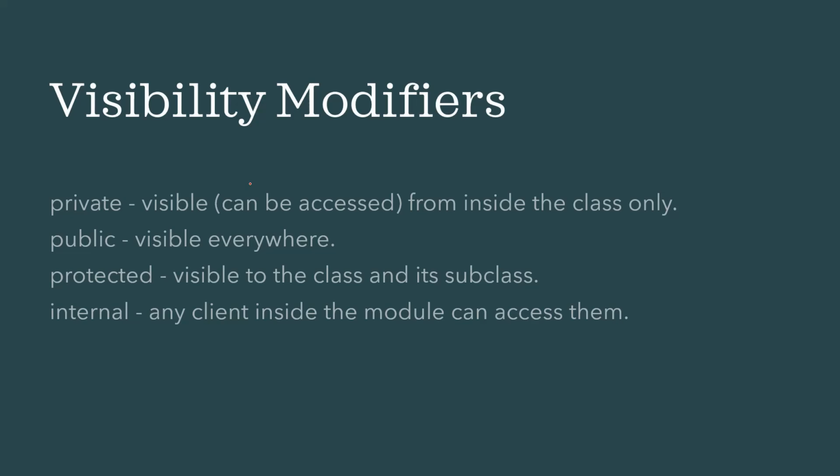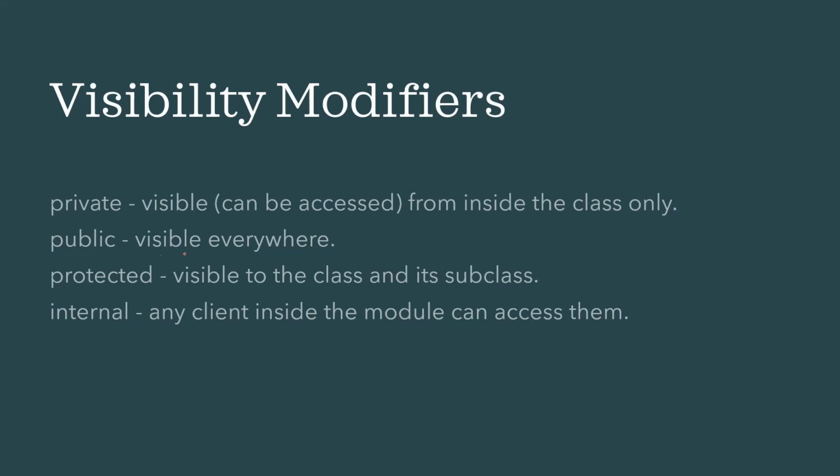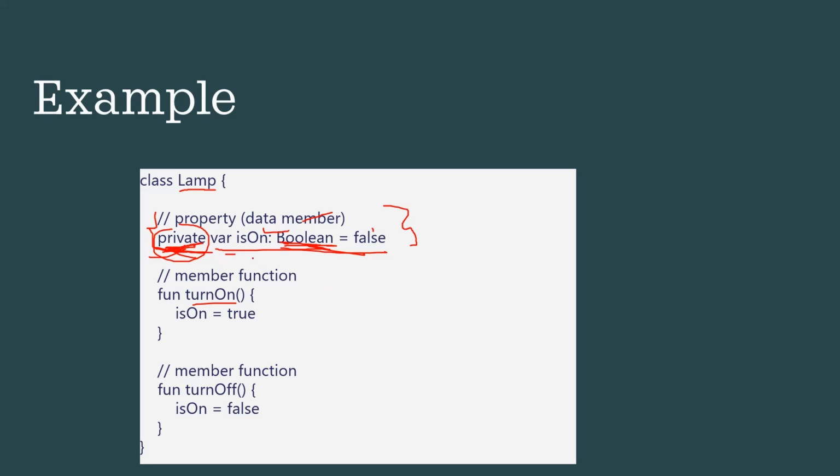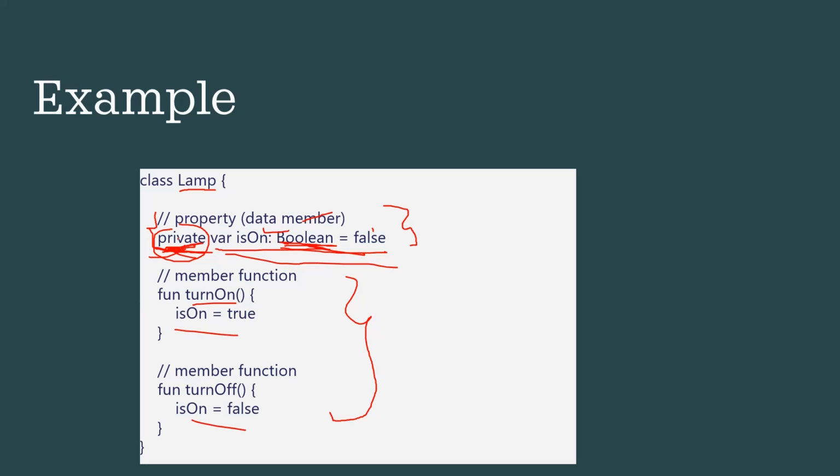Yeah, this is visibility modifiers, pardon me. Previous slide I told you about this visibility modifier. Let's see, private: visible or can be accessed from inside the class only. So this variable can only be accessed by these two member functions, and it cannot be accessed outside this class, like by any other class or any other main function or anything. So this can only be accessed by these two functions. So this is private. Public means it's visible everywhere, which can be used everywhere. Protected: visible to the class and its subclasses.